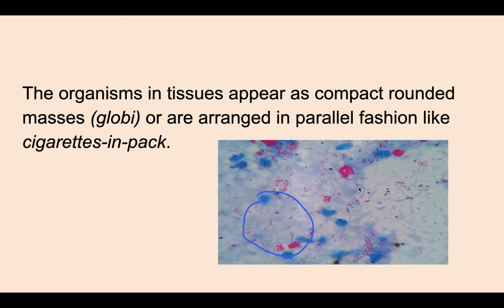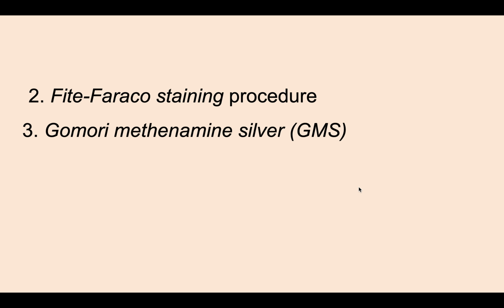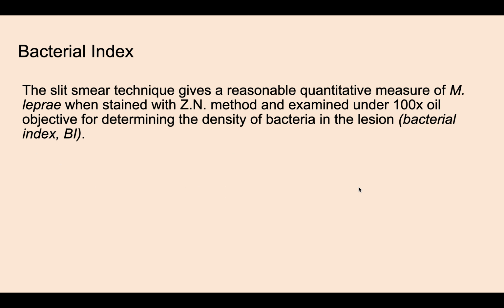Other staining methods are the Fite-Faraco staining procedure. It is a modification of ZN staining only. Then there is the Gomori methenamine silver method. This is again another method. Now molecular method PCR, this is a very gold standard technique. It's a very reliable method, PCR. And then there is one antigen, PGL-1 antigen, which is present in leprosy. So antibodies to this antigen can also be tested.